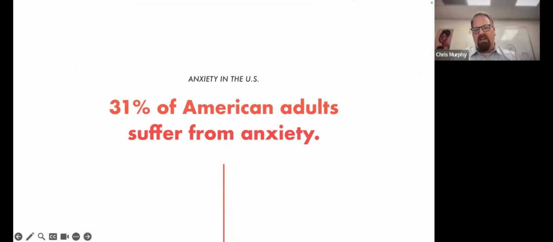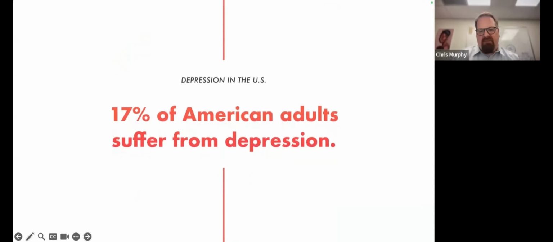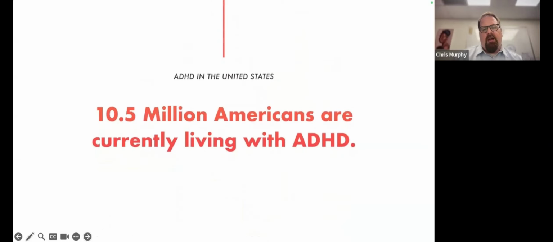According to the CDC, around 31% suffer from some sort of anxiety. Around 17% of American adults suffer from depression, being one of the most severe out of three, causing around 132 suicides a day in the United States. And then finally, about 10.5 million Americans are currently living with attention deficit disorder as well.